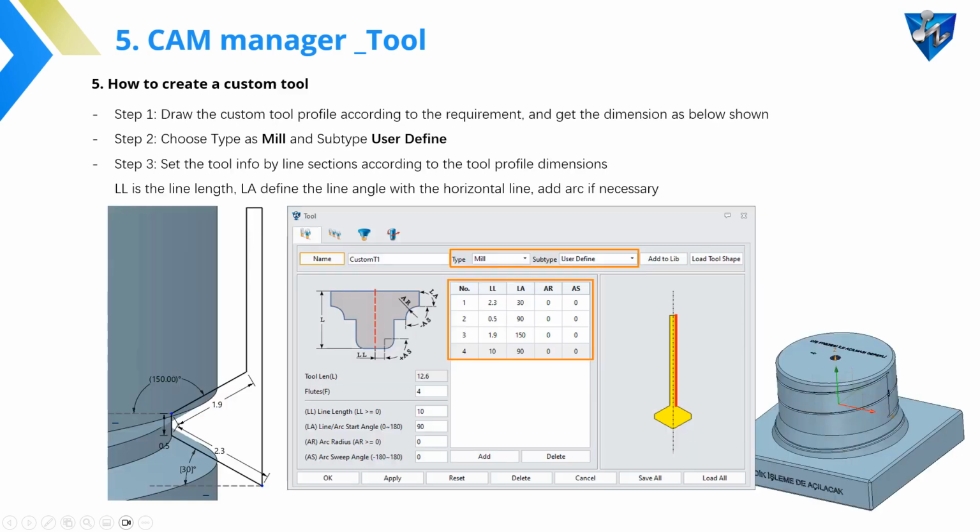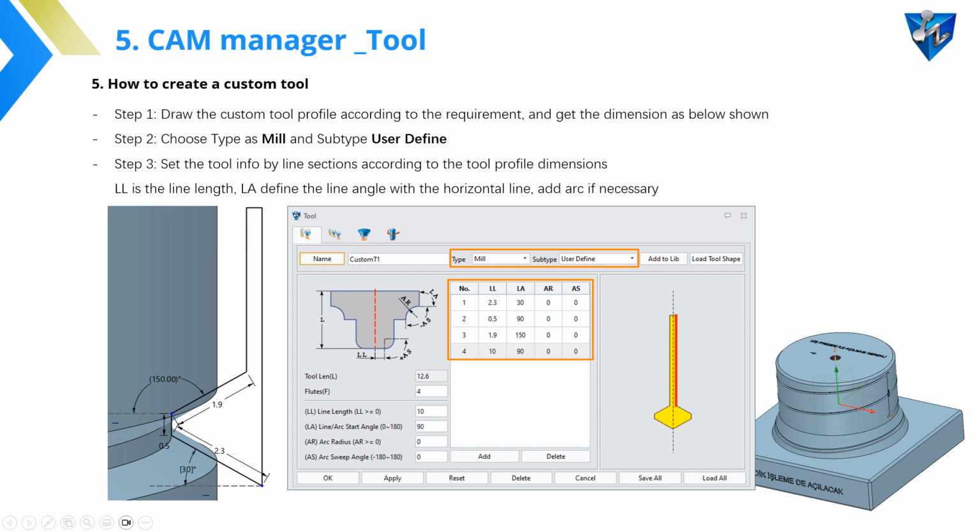Sometimes we need to create a custom tool to machine the special feature. So how to create a custom tool? The steps are listed here. First, we need to create the profile of the custom tool and make dimensions. Then we need to open the tool manager. Choose the subtype as User Define. Follow the dimensions to create the custom milling tool.